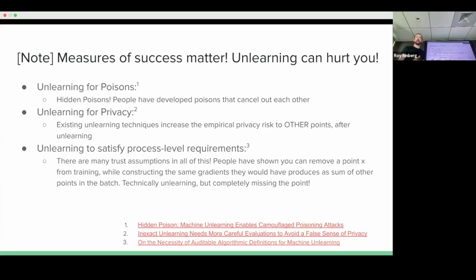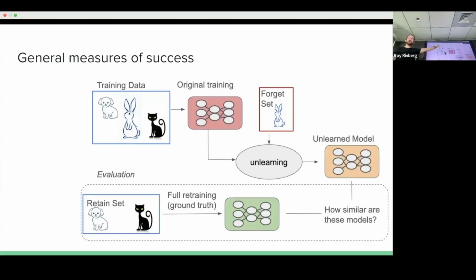And so you have to be careful about that as well. I'm going to skip this third point. It's a little more nuanced. And generally, in the world that we're going to be living in.